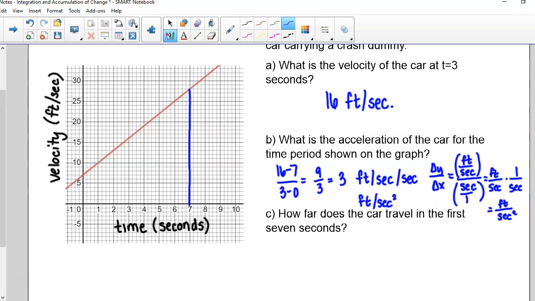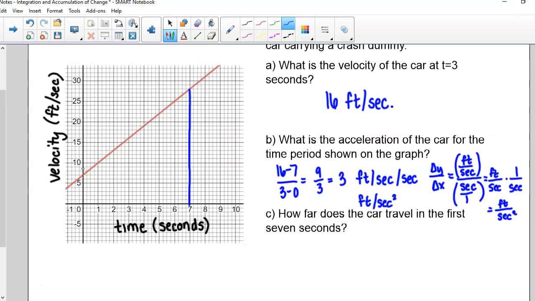I could say, well, it went 7 feet per second for the first second, so there's 7. But it really didn't go 7 feet per second the whole time. It went 7 feet per second right at that instant at 0, but by the time you get to the first second, it's already up to 10 feet per second. So it wouldn't really be accurate to say it went 7 for a second, and then it went this far for a second.